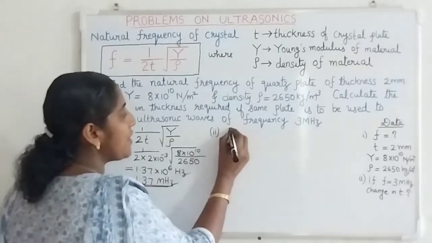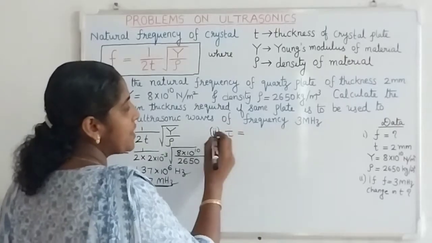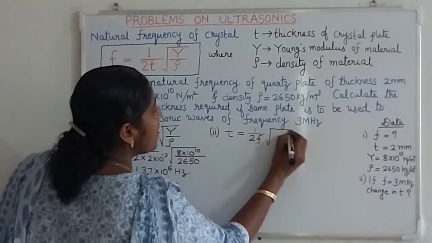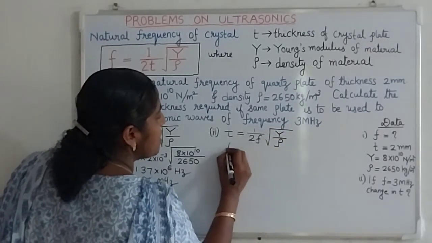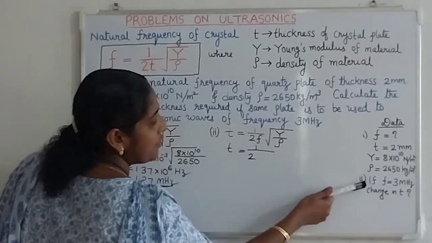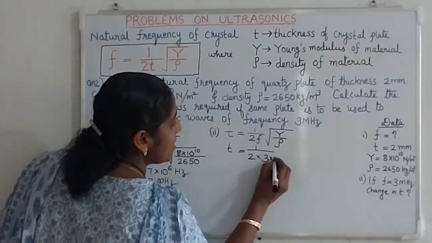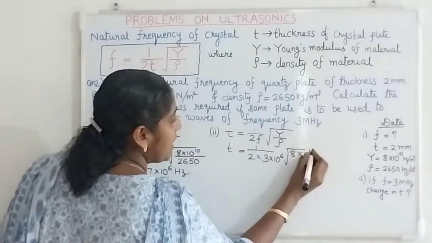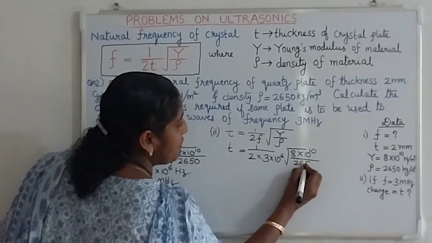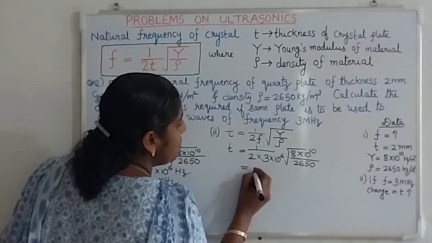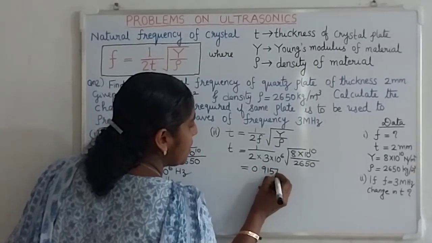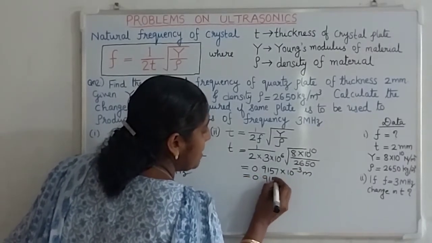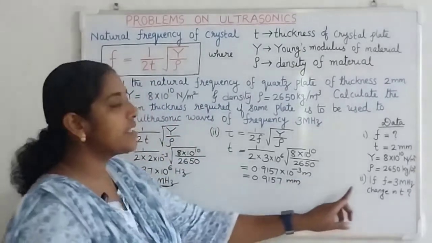For that, we can find what is the thickness required to produce a frequency of 3 megahertz. So, thickness t equal to 1 by 2f root of Y divided by rho. That is t equal to 1 divided by 2 into the frequency we want to produce, 3 megahertz, that is 3 into 10 raised to 6, into root of Young's modulus 8 into 10 raised to 10 divided by the density 2650 kilogram per meter cube. That is equal to 0.9157 into 10 raised to minus 3 meter, that is 0.9157 millimeter. Now, what will be the change in the thickness required?